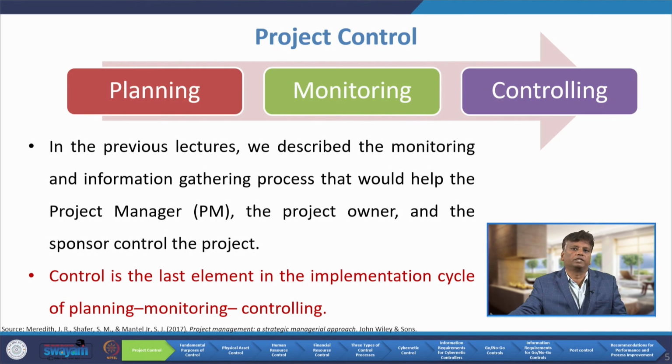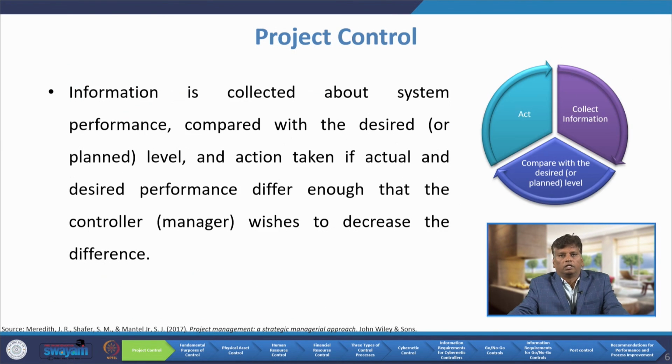In the previous lecture we described the monitoring and information gathering process that helps the project manager, the project owner and the sponsor control the project. Control is the last element in the implementation cycle of planning, monitoring and controlling. Now, we will discuss project control. Information is collected about system performance and compared with the desired level, and action is taken if the actual and desired performance differ enough that the controller, especially the manager, wishes to decrease the difference.